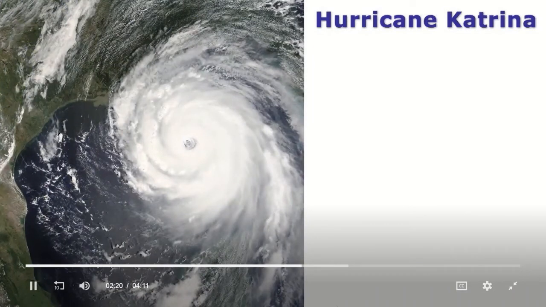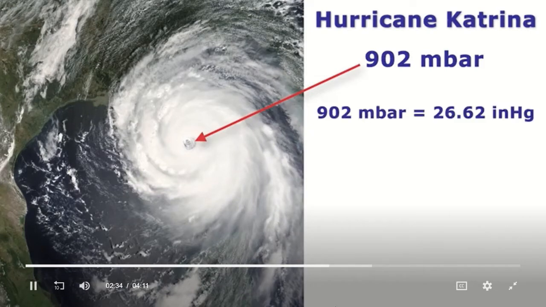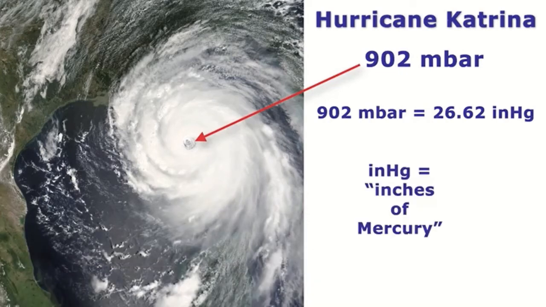Speaking of weather patterns, one of the most devastating hurricanes was Katrina. A hurricane has a low pressure eye at the center. Meteorologists often use a hurricane's eye pressure, along with wind speed, to gauge its strength and potential for destruction. Katrina's lowest eye pressure was 902 millibars, or 26.6 inches of mercury. In some parts of the world, inches of mercury is the preferred unit for describing atmospheric pressure.